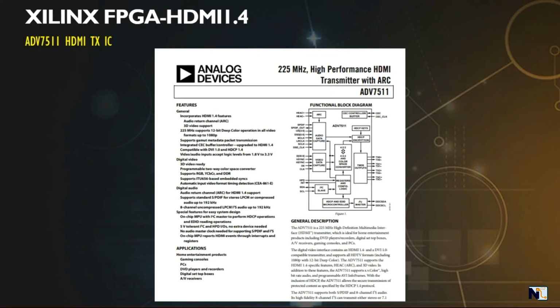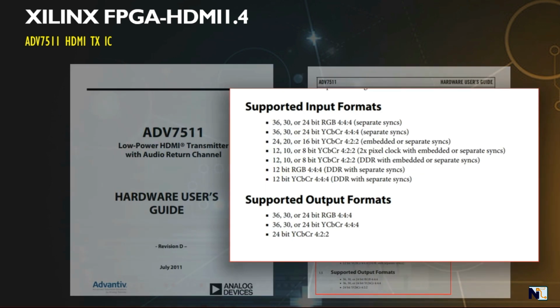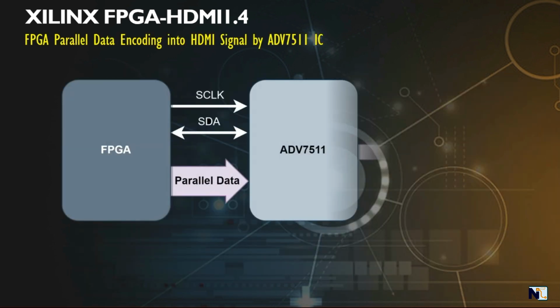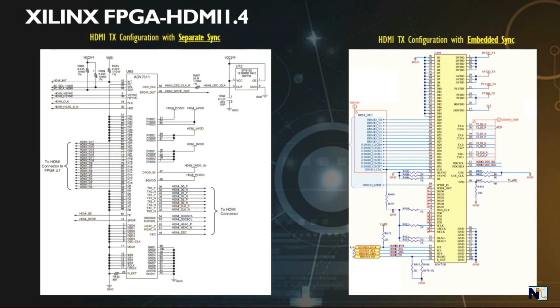The ADV7511 HDMI transmitter IC supports a wide range of input and output formats. You can find the datasheet link in the description section. The IC is basically performing parallel to serial data conversion, meaning the IC receives the parallel video data from the FPGA logic as input and outputs it as an HDMI signal. The IC supports a wide variety of input formats. For example, the input data can be from as few as 8 bits to as many as 36 bits. It can have either separate syncs or embedded syncs.